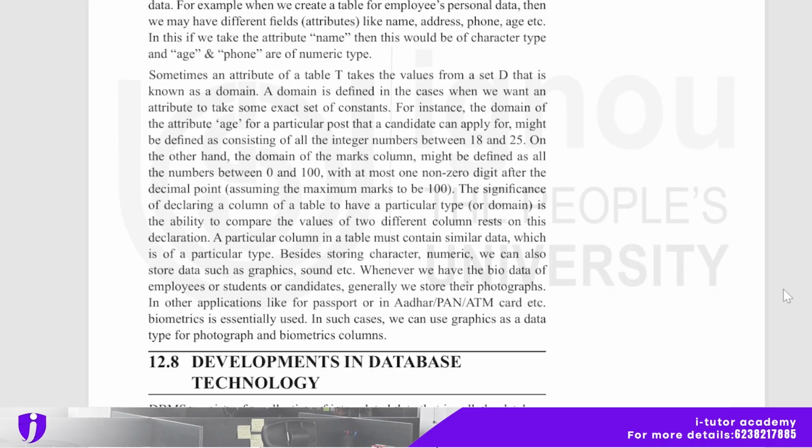On the other hand, the domain of the marks column might be defined as all the numbers between 0 and 100 with at most one non-zero digit after the decimal point. And the significance of declaring a column of a table to have a particular type is the ability to compare the values of 2 different columns based on this declaration.